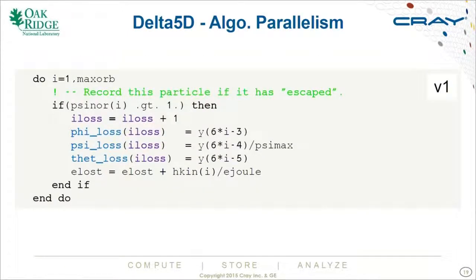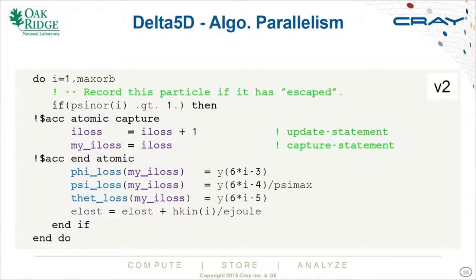So this is the first version of the code, slightly simplified, but things look very similar to this. And you can see really the problem is with this I loss equals I loss plus 1. There can be a race condition there if these iterations are all run in parallel. So the solution here for version 2 is just to use atomics.